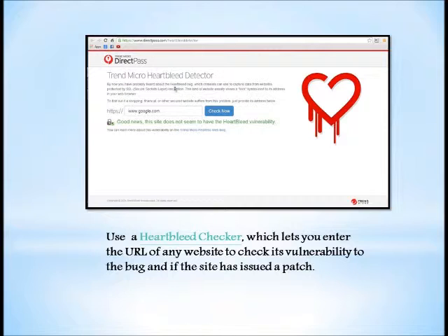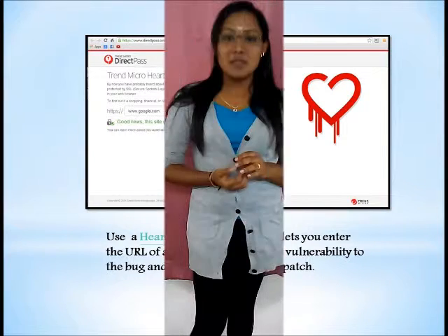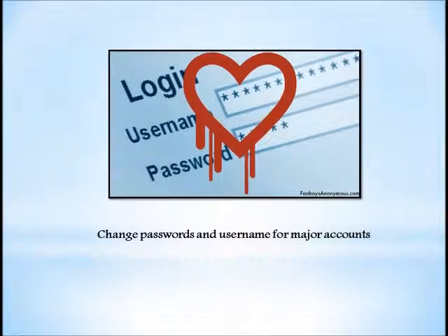Second, use a Heartbleed checker, which lets you enter the URL of any website to check its vulnerability to the bug and whether the site has issued a patch. Examples of Heartbleed testers are Trend Micro, LastPass, Heartbleed Checker, and Heartbleed Tester as well, and many more.